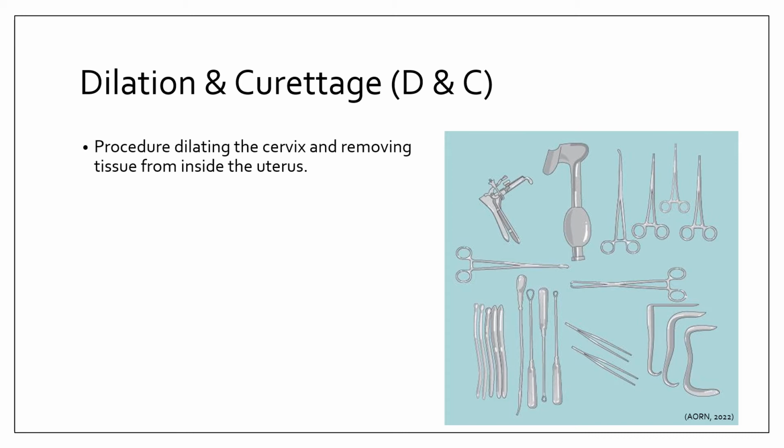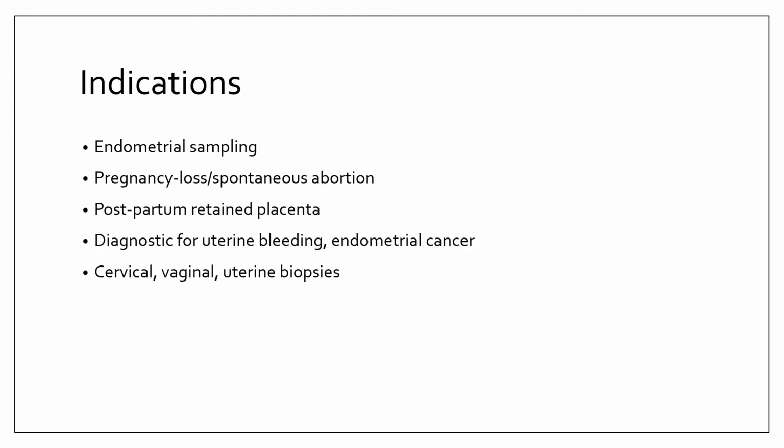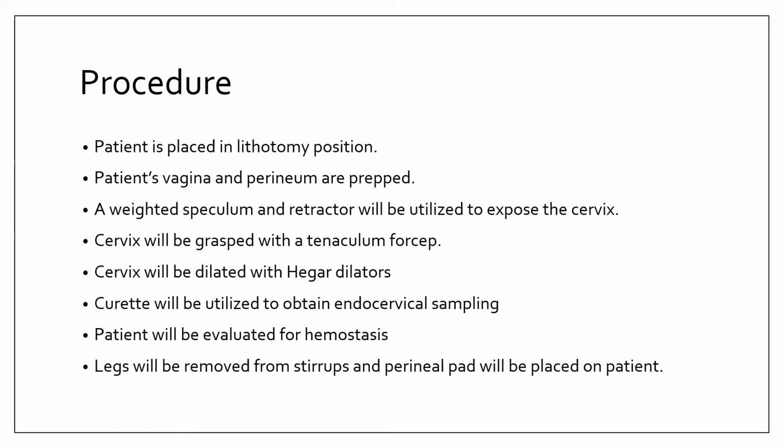Basically what they're doing in this procedure is dilating the cervix and removing any tissue from inside the uterus. They can do this to take endometrial samples. They can do this, like I mentioned, for pregnancy loss or spontaneous abortion is sometimes what they call it. A postpartum retained placenta. It can be diagnostic for uterine bleeding or endometrial cancer, and they also frequently will take cervical, vaginal, or uterine biopsies in these procedures and send them as specimens to determine maybe some disease processes in the patients.